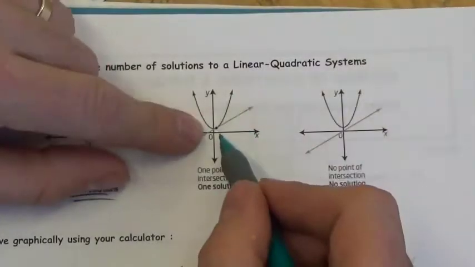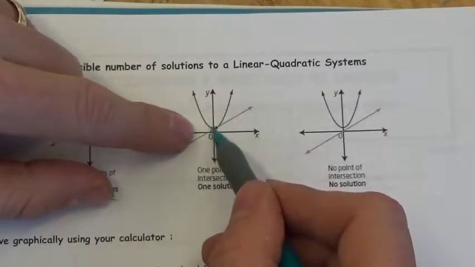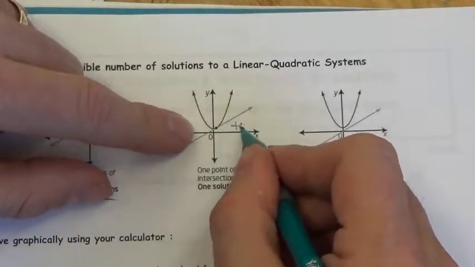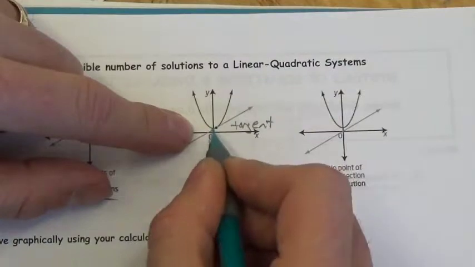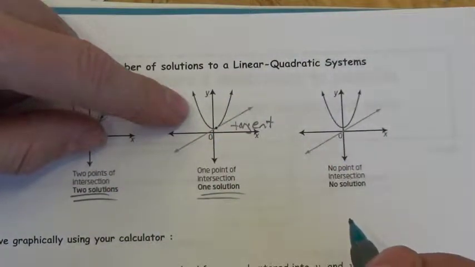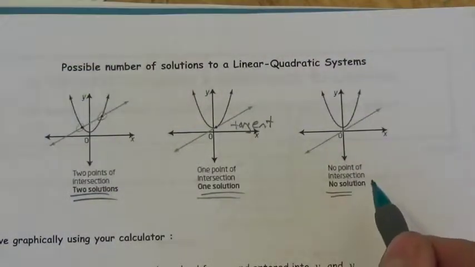Or you can have that one line sliding along and it just touches the parabola at one point. There, it's tangent to the parabola, and that's going to give you one solution. Or the line doesn't even hit the parabola, in which case there's no solution.